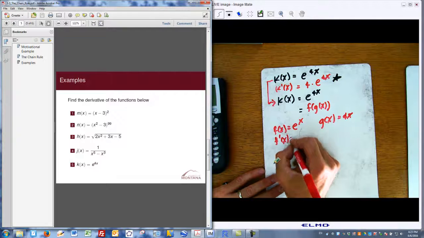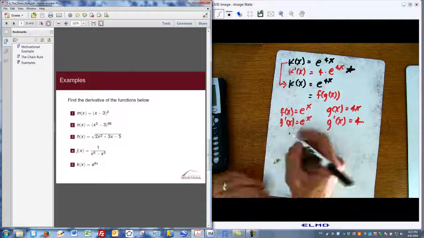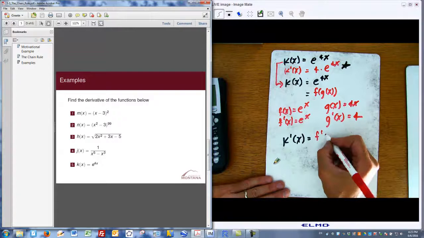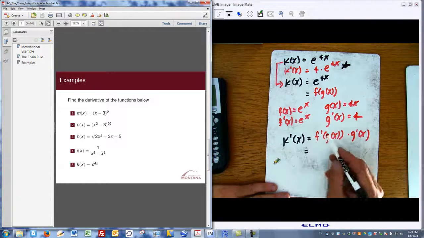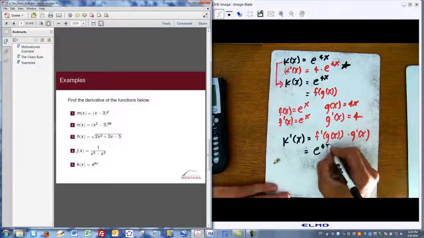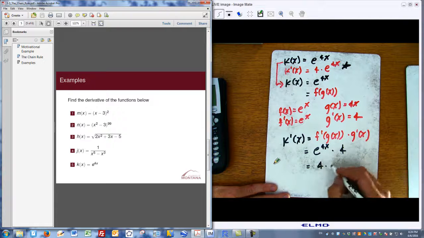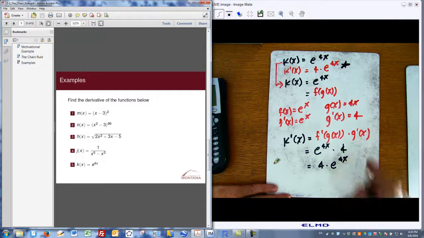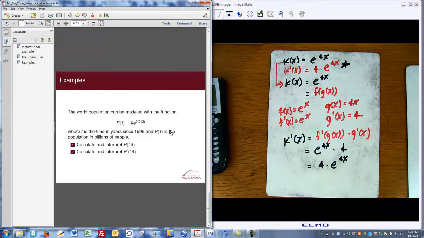Here we know the derivative of the exponential function is just the exponential function, and the derivative of 4x is just 4. So that means we should be able to write the derivative of k of x as f prime of g of x times g prime of x. In this setting, f prime of g of x is e to the 4x, and then we multiply by g prime of x, which is just 4, and of course we get the same answer as before, 4 times e to the 4x. So it does indeed work to verify our previously developed rule for differentiation of functions of the form e to the kx. Okay, let's take a look at one more example problem, and we'll end here.